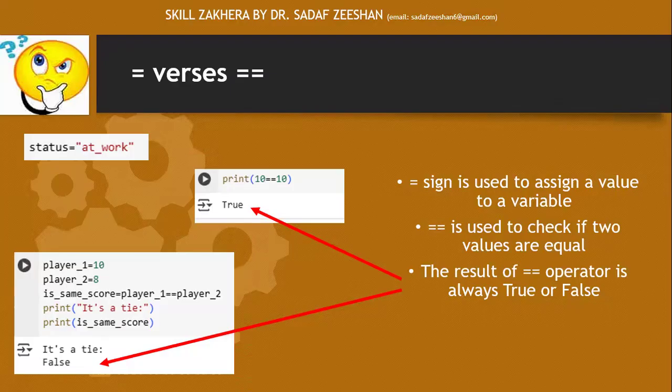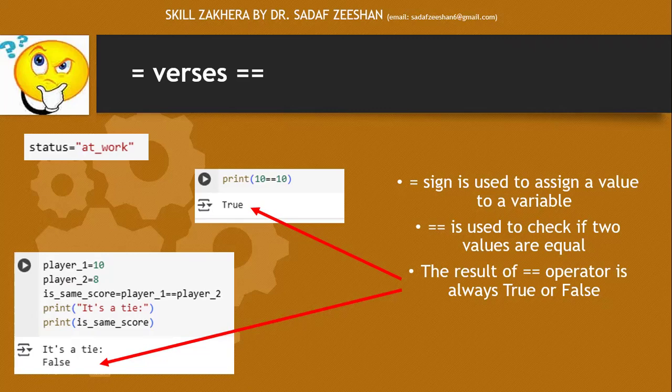First of all, we're going to see comparison of equal to versus double equal to sign. When I use the sign of single equal to, it is used to assign a value to a variable. For example, over here, you can see status is equal to at work. So we are assigning the value to a variable called status, and we are calling it equal to a string, which is at work. But when we use the double equal to sign, this is used when we have to check if two values are equal.